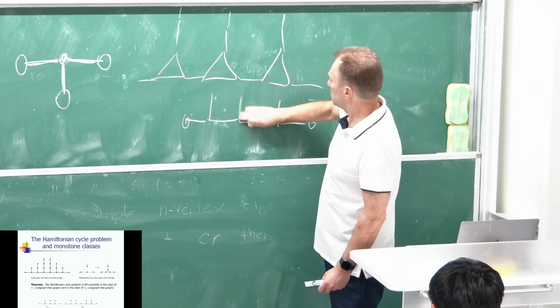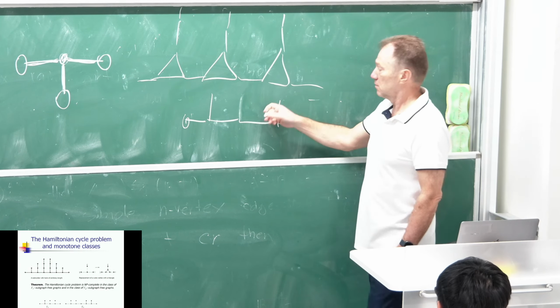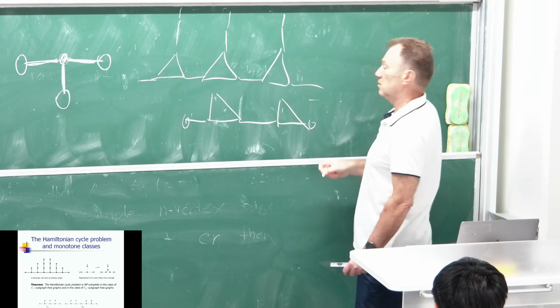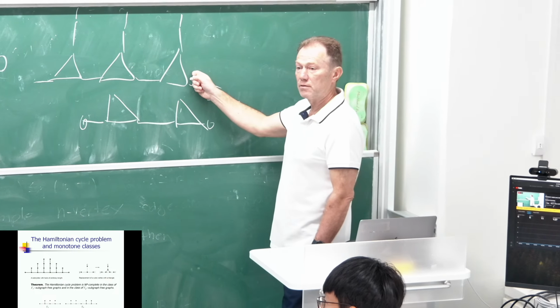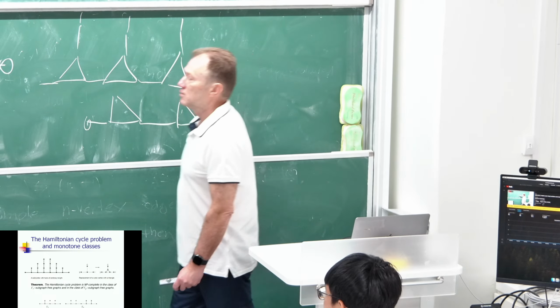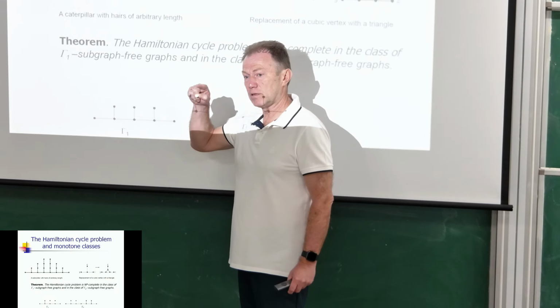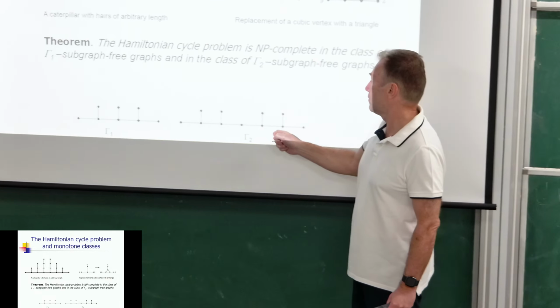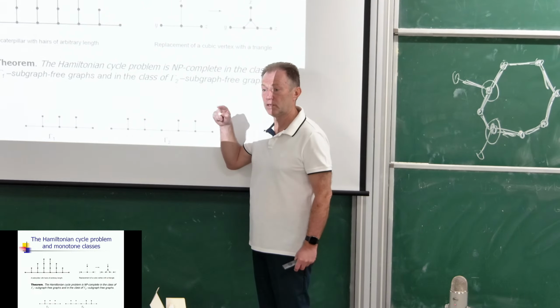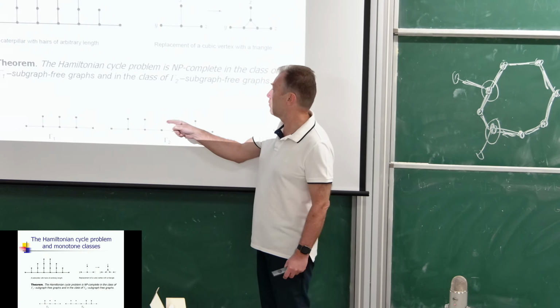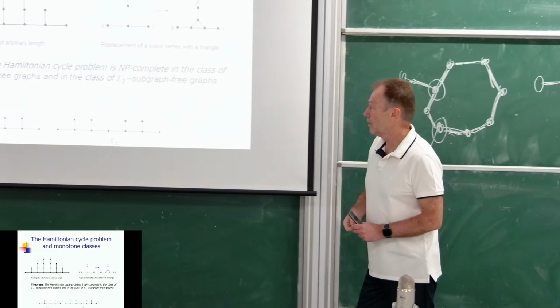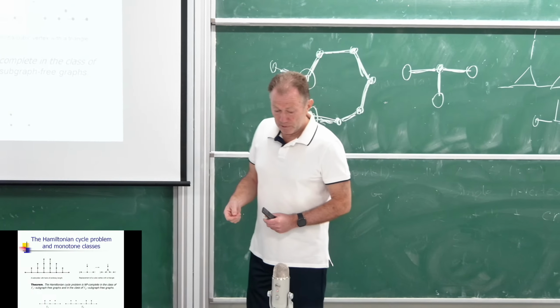If you erase this edge, for instance, then you can embed here. You can add an edge here, and you have a graph from this class. So by forbidding this graph, we do not destroy phi triangle. Or by forbidding this graph, we do not destroy phi triangle. So by forbidding any of them, we obtain a class where the problem is NP-complete.